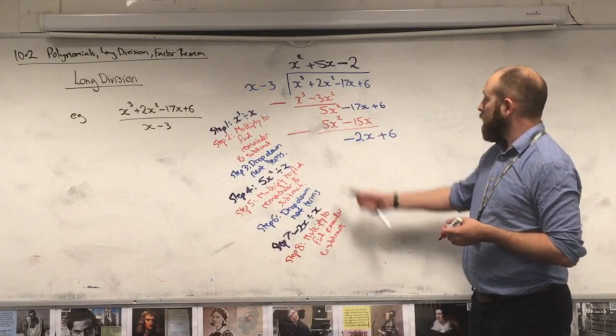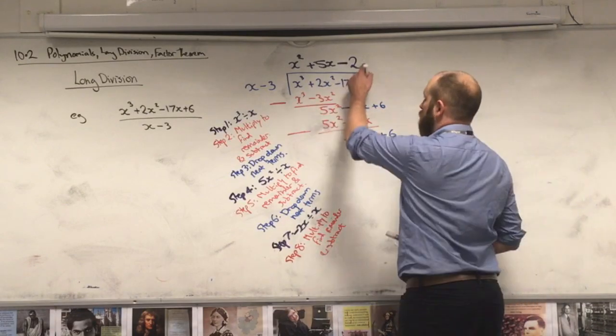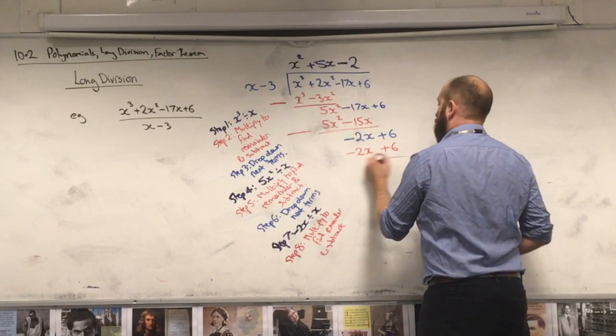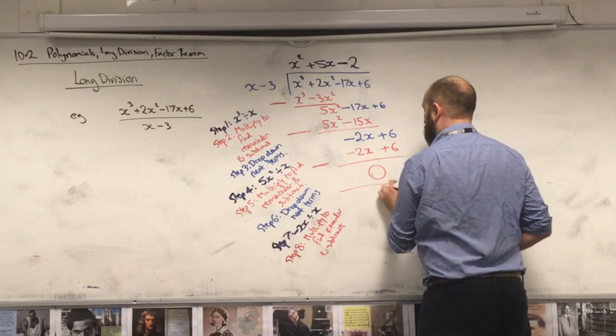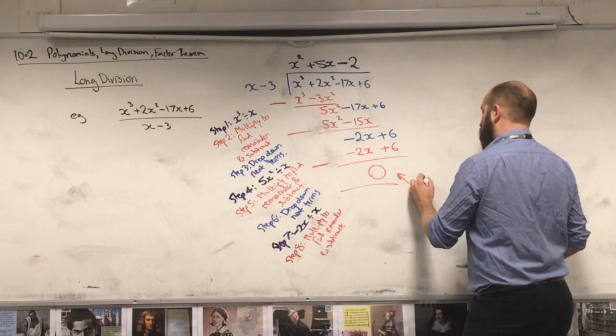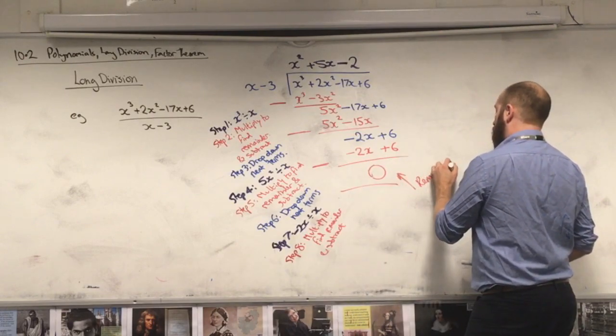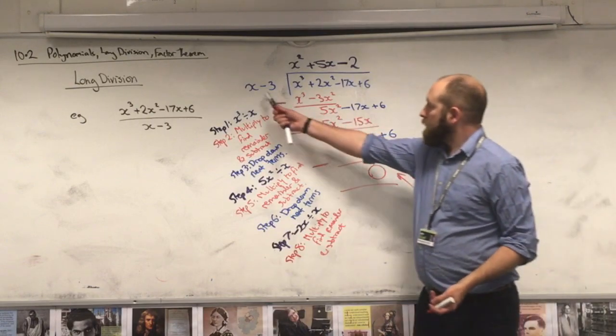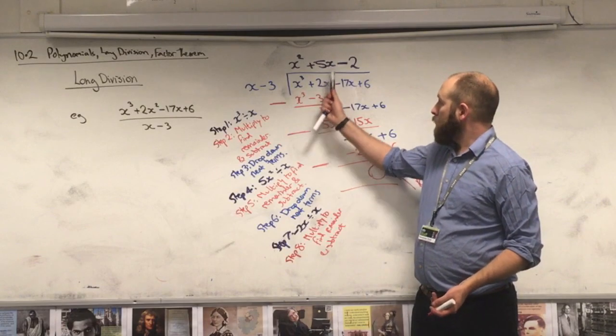Multiply to find the remainder and subtract. So we multiply this to find the remainder. So 2 times x is 2x, minus 3 times 2 is plus 6. Subtract these two and we get 0. So we have a remainder of 0. So in other words, this is a factor of this, resulting in this.